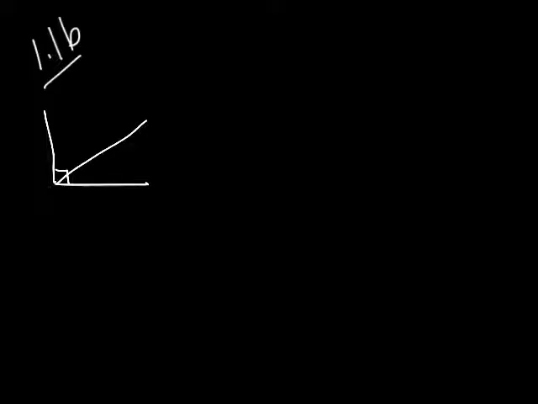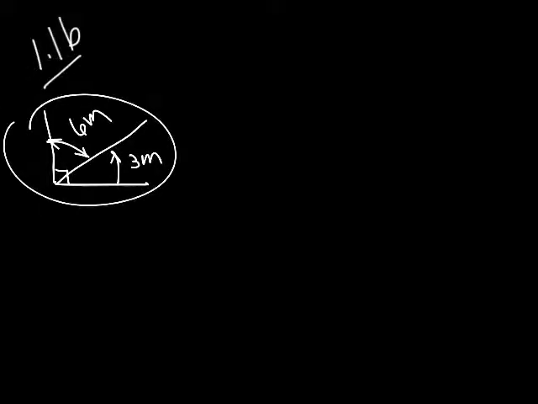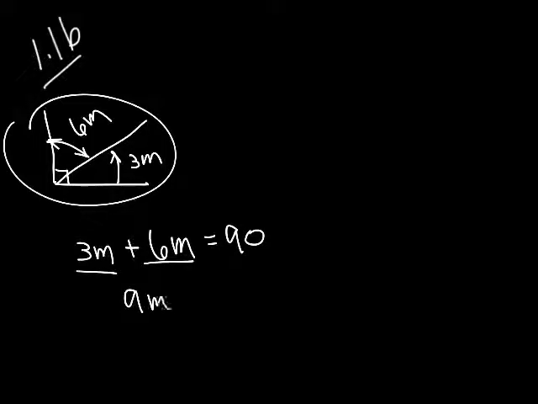And they give me this angle here, and they call it 3m. And then they give me this angle here, and they call it 6m. The question is, find the measure of each angle. Well, what this is telling me is that the angle 3m plus the angle 6m is equal to a 90-degree angle. What's 3m plus 6m? It's 9m, and that equals 90 degrees.